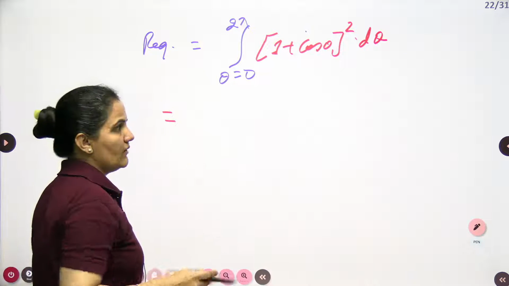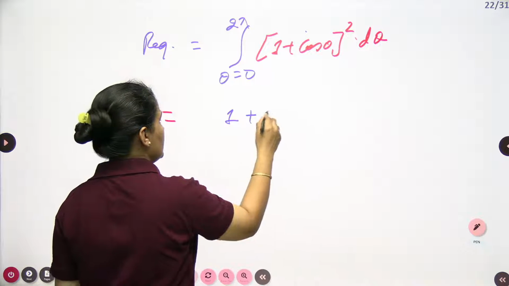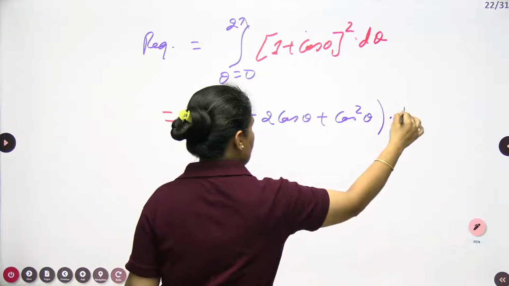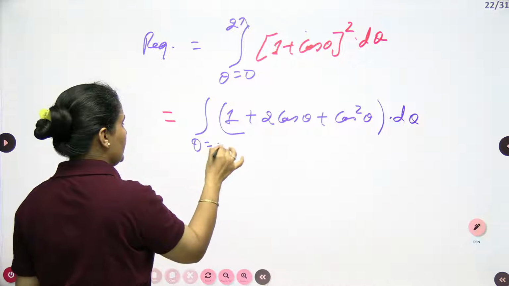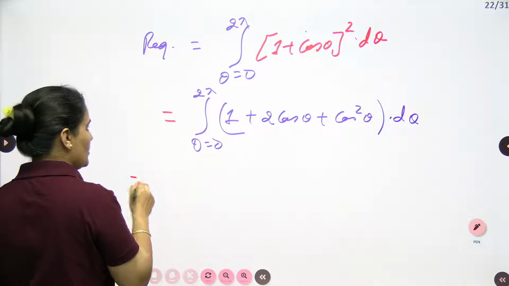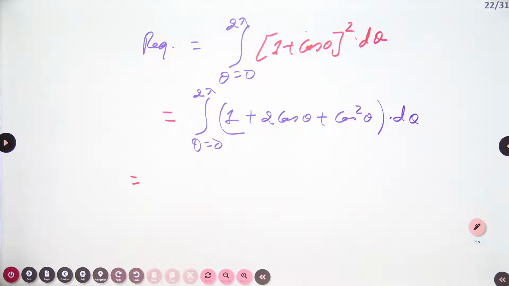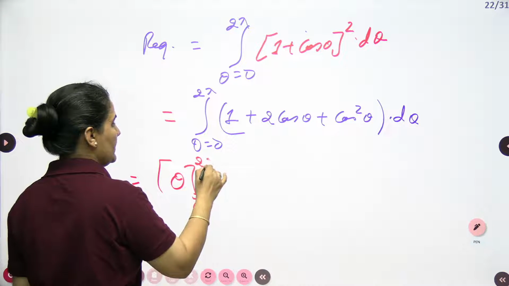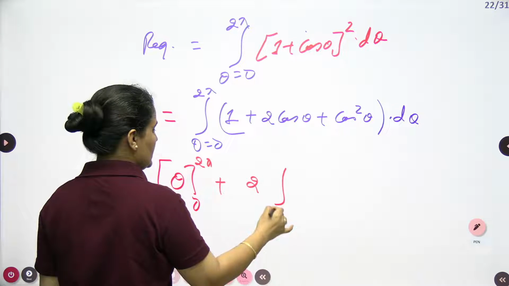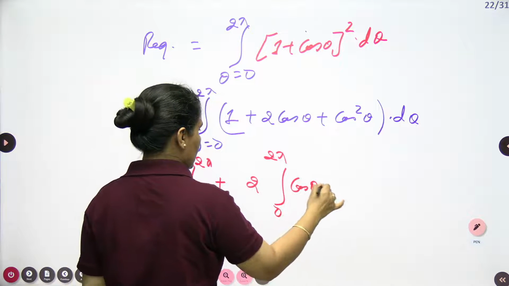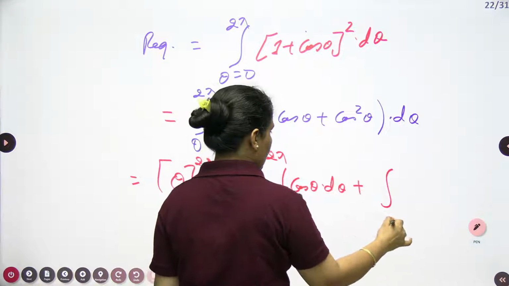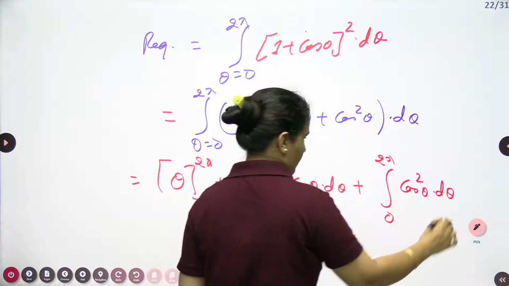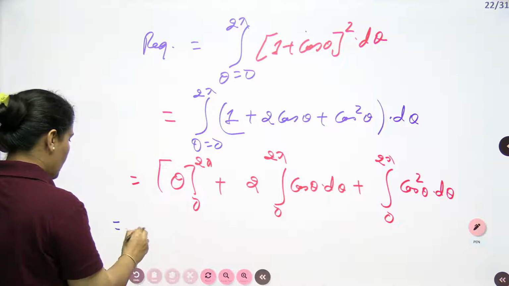So now what I need to do, I will just open it and integrate. This is 1 plus 2 cos theta plus cos square theta, d theta. Now let's integrate one by one from 0 to 2 pi. With respect to 1, the integration will be theta only, limit 0 to 2 pi. For this one you can write twice the integral 0 to 2 pi of cos theta d theta, plus this one you can write the integral 0 to 2 pi of cos square theta d theta. So this will become 2 pi directly.